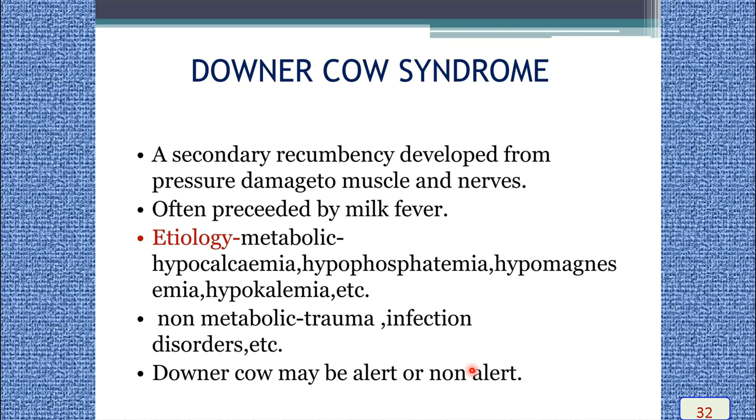Suppose if the animal goes to the ketosis stage, then the chances of recovery are there, but it takes a long time, and more precious drugs need to be administered to the animal. The Downer cow syndrome can be alert or non-alert. So the etiology is totally metabolic: hypocalcemia, hypophosphatemia, hypomagnesemia, then hypokalemia is one of the factors that predisposes the cattle to the ketosis.